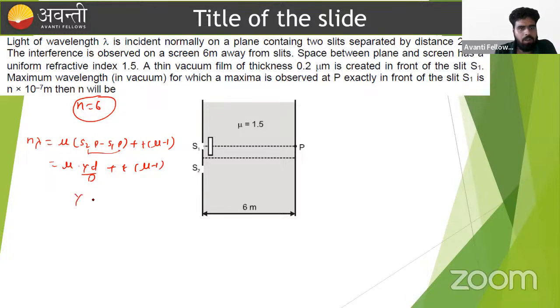In the problem, it is asked that the point lies exactly in front of S1. So we can say this distance will equal small d, and this is the capital D. So this distance will become d by 2. Put y equal to d by 2 here and solve the given problem for n equal to 1. For the first maxima, we get the maximum wavelength and we will get the required answer.